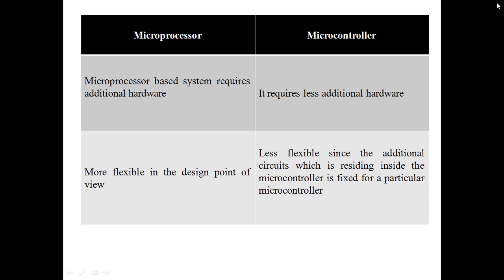Let's go for the next one: it is more flexible from the design point of view. A microprocessor is more flexible because it has to be given instructions to do the work. It is the kind of device where you give instructions only for particular devices. But the controller also controls the microprocessor and all the units, so it is less flexible. So the system should not be complicated.